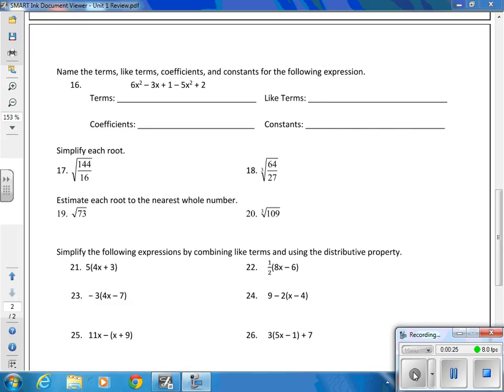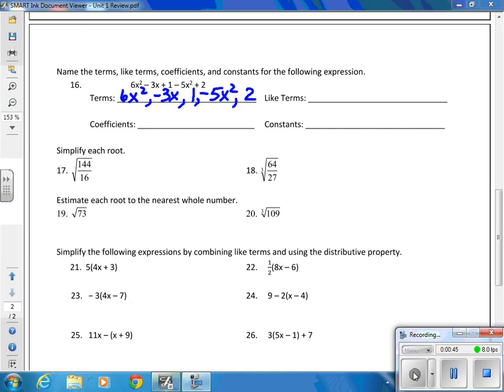Terms are all of your items that are separated by a plus or minus sign. So for this problem, 6x squared is a term, negative 3x is a term, positive 1 is a term, negative 5x squared is a term, and positive 2 is a term. Now that you've identified your terms, go and pick out the like terms.